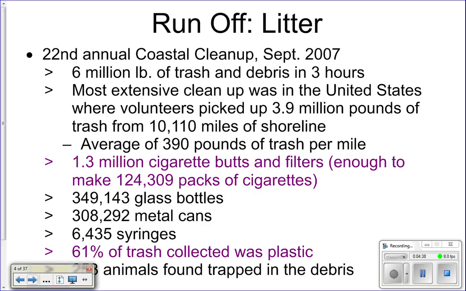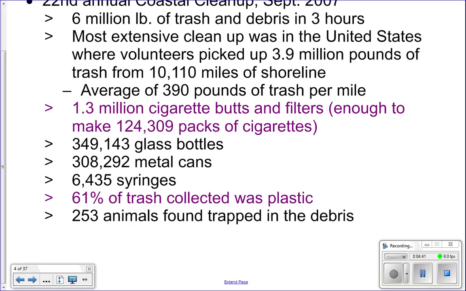Some of the things they found: about 1.3 million cigarette butts and filters, which is enough to make nearly 125,000 packs of cigarettes. That comes from people smoking and then they just toss the butt on the ground. Then that gets washed into the ocean and then washed back up onto the beaches. So it's bad. They found glass bottles, metal cans, and the really freaky one, syringes, needles, by the water. That's the bum on the streets of LA shooting up with cocaine or heroin or whatever, and then just tossing the syringe and it gets washed into the water and onto the beach.